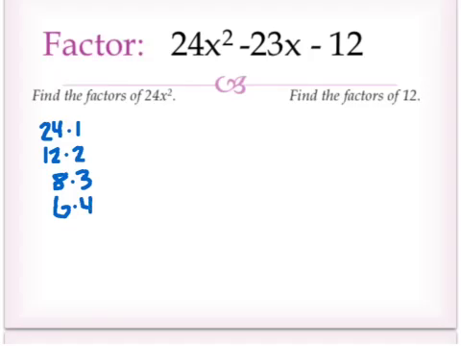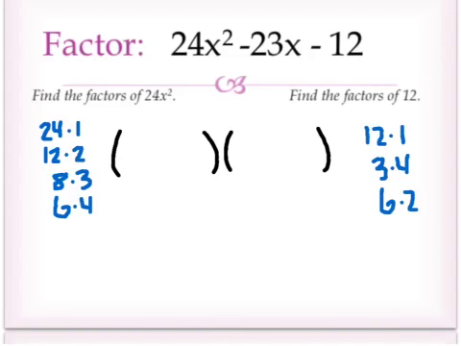So what about the factors of 12? Well, that's 12 and 1, 3 and 4, and 6 and 2. So I have lots and lots of choices now. Okay, so this is where it gets a little bit tougher. Let's go ahead and just make a decision.